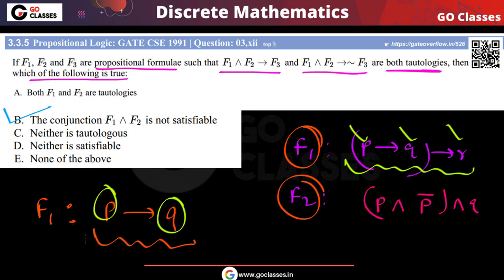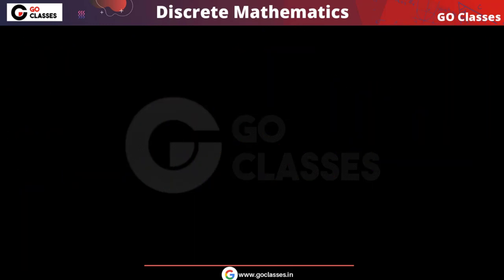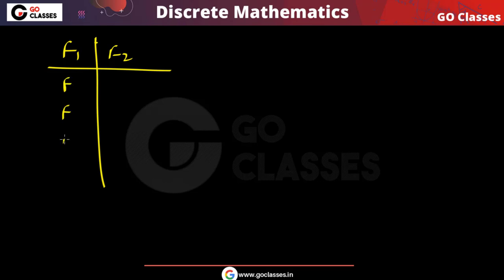Neither is tautology. Can you say that neither is tautology? No, one of them can be tautology, right? For example, f1, f2, they can be like this. This is false, false, false, false, false, and this is true, true, true, true, true.